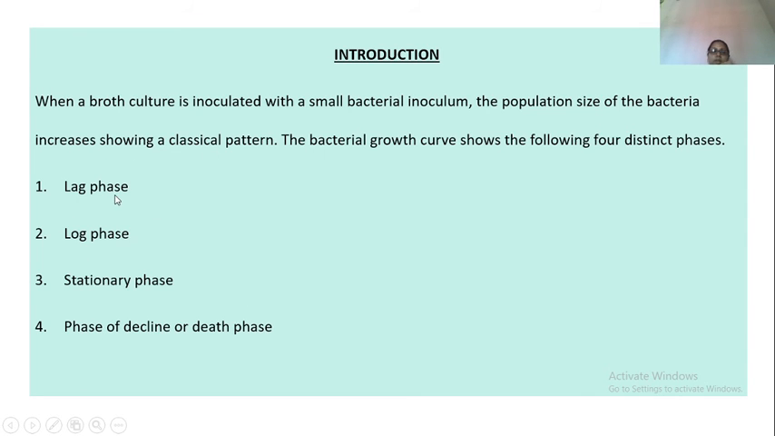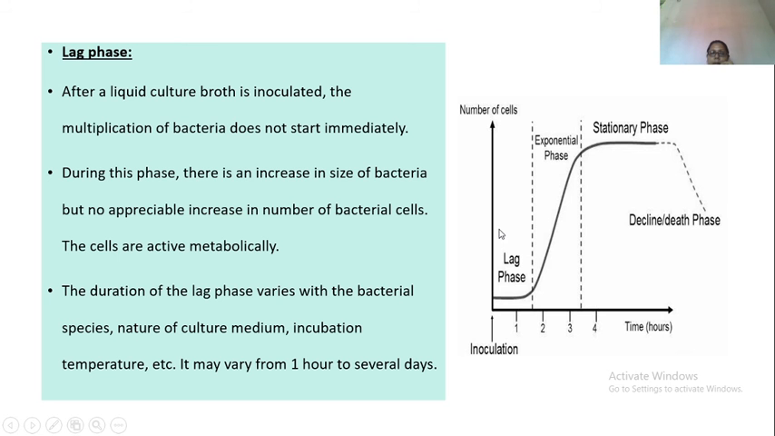So the main phases are the lag phase, log phase, stationary phase, and phase of decline. The lag phase is the first phase where there is no increase in the number of cells, but there is an increase in the size of the cell. This is just the initial period that bacteria take to adjust to the environment. Then comes the log phase or exponential phase, where bacteria multiply continuously and the number of cells increases. Next is the stationary phase.